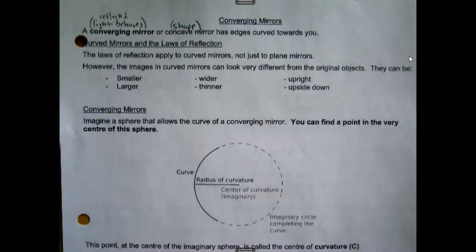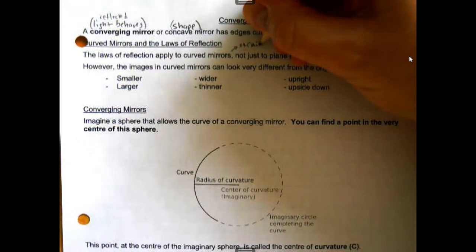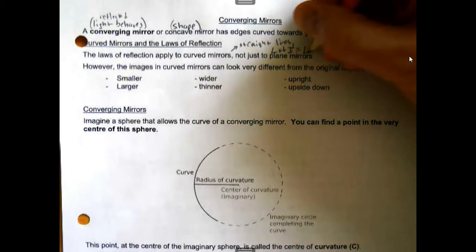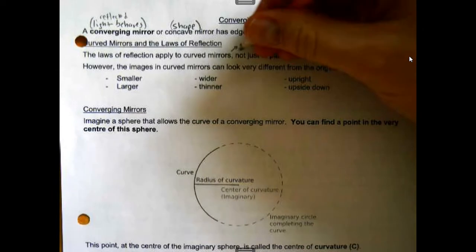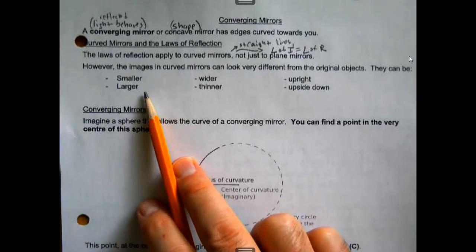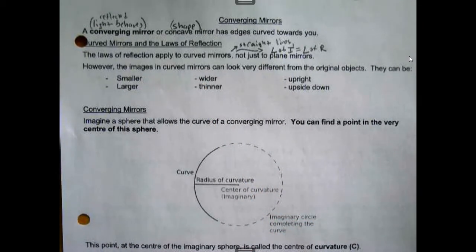Now, all the laws of reflection that we looked at before, so light traveling in straight lines and the angle of incidence is equal to the angle of reflection, those still apply. So those were our two laws that we looked at the previous day. However, the images in curved mirrors are different than the flat mirror image. For instance, they're smaller, they could also be larger, wider, thinner, upright, upside down, and so on. We'll look at that as we explore. So there's a lot going on in the image for converging mirrors, and we'll talk about why.